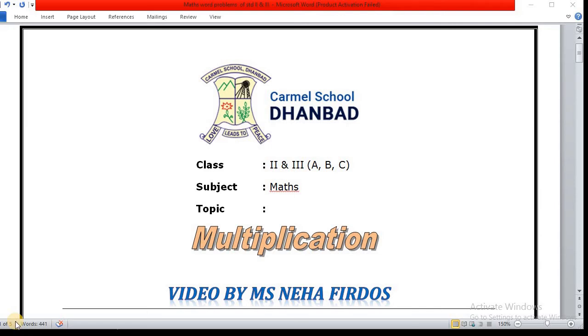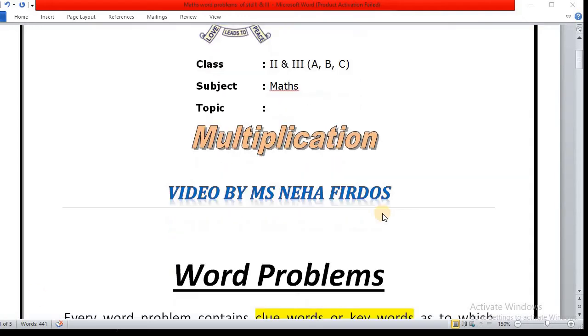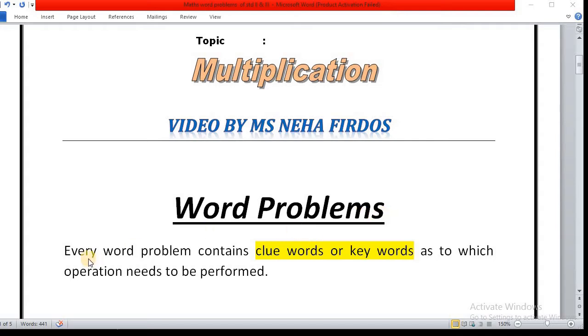Today we will start with the second part of multiplication, that is word problems and estimation. So let's start first with word problems. Every word problem contains clue words or keywords as to which operation needs to be performed.